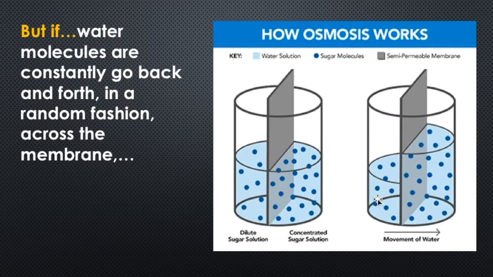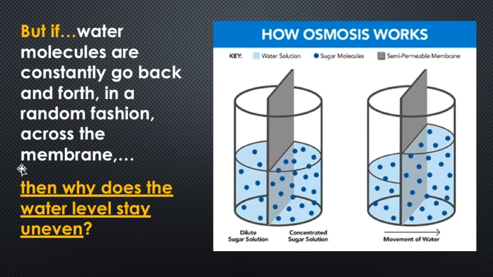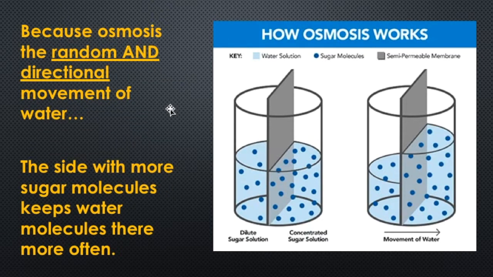In osmosis, water will move from the side that has less sugar molecules to more sugar molecules, and so the water level will be uneven. But the question is, if water molecules constantly go back and forth in a random fashion, then why does the water level stay uneven? The reason is because osmosis is a random and directional movement of water. The side that has more sugar molecules keeps water molecules busy. So though water molecules are constantly moving back and forth, when they're on the right side, they're often busier, and thus they spend more time on the right side.